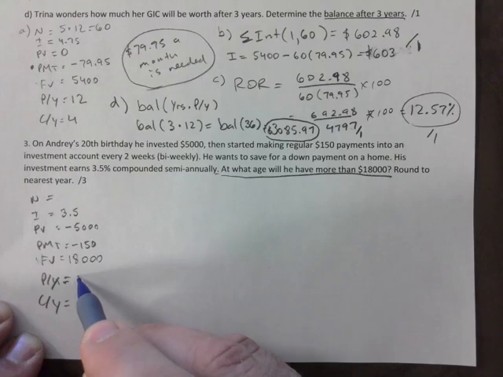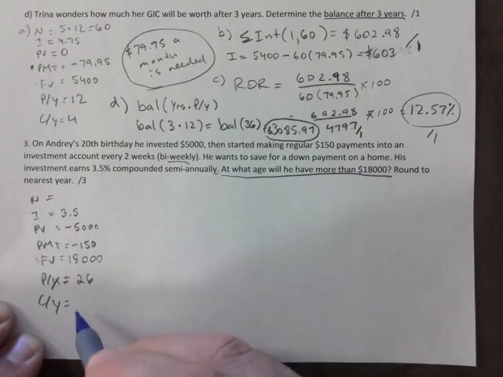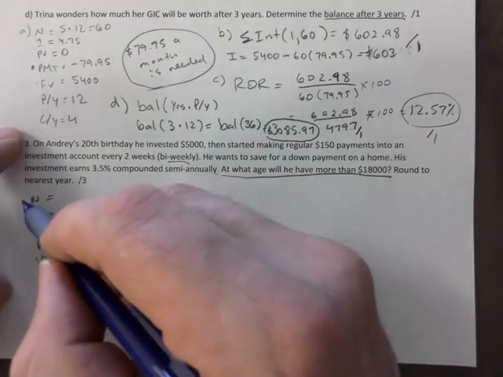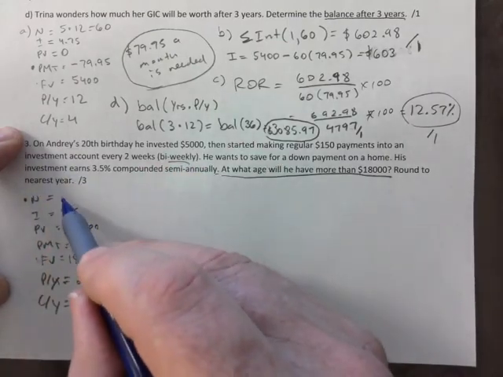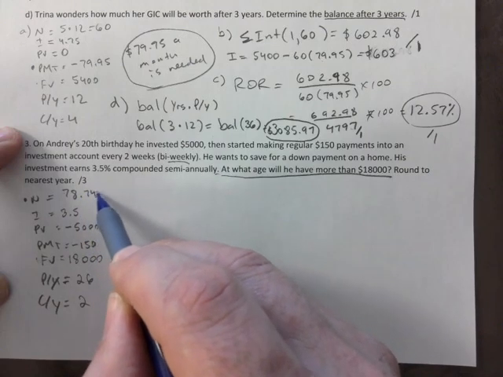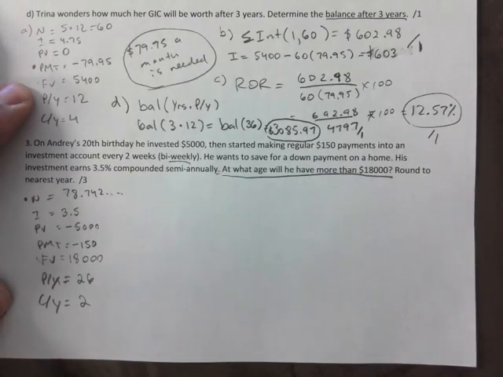Payments per year, what is that? 26, because it says biweekly. And compounding, we are told that this is compounded semi-annually, so that is 2. Okay? So the key here is to solve for n, and you get 78.742 and something, okay? I'm just leaving it like that.